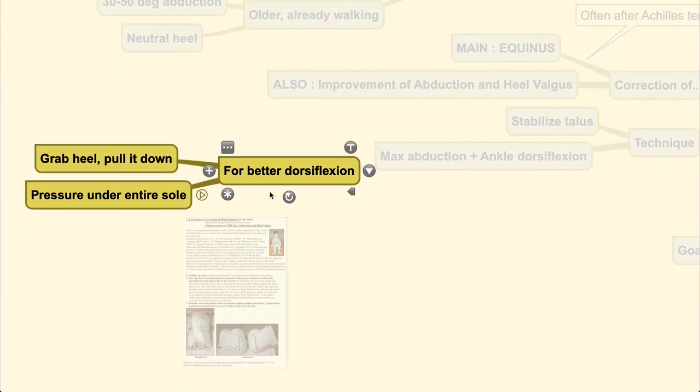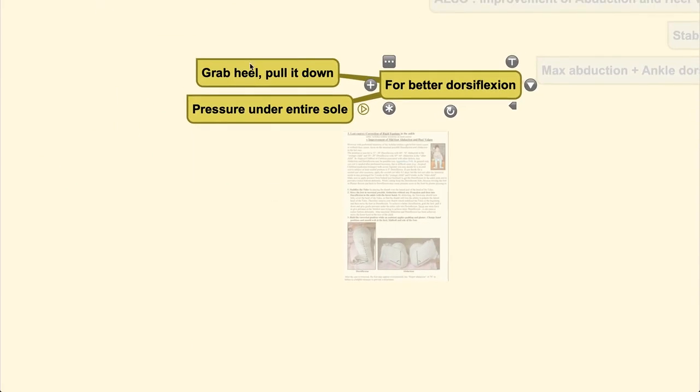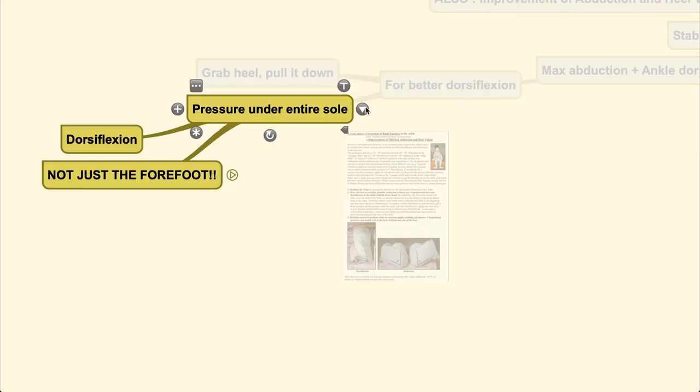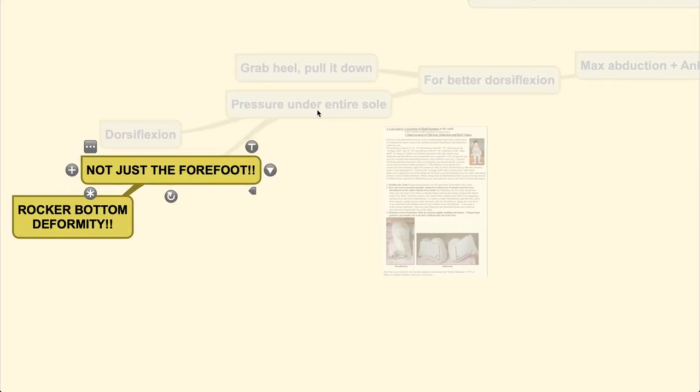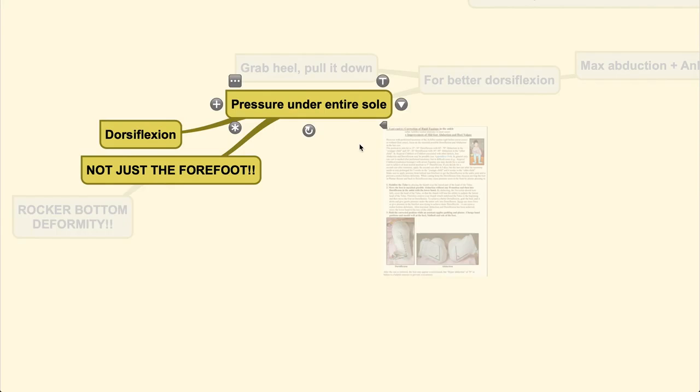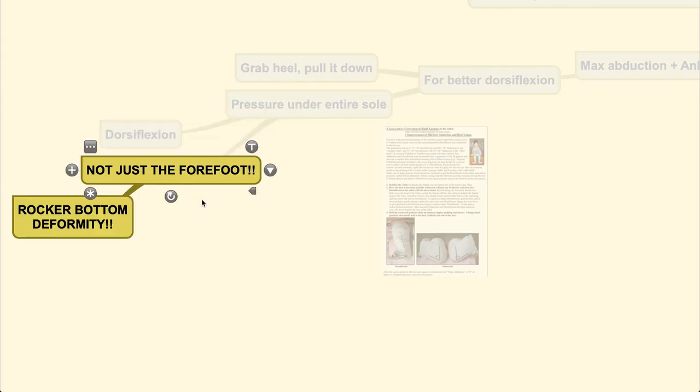To achieve better dorsiflexion while you cast, you need to grab the heel, or the calcaneus in this case, and try to put it down, while at the same time applying pressure under the entire sole. Once again, you need to apply pressure equally under the entire sole to achieve dorsiflexion, and not just under the forefoot, because when you apply a dorsiflexion force under the forefoot, you will create a rocker bottom deformity, and this deformity is very difficult to treat. It is an erroneous deformity, and this should not happen if you have read the procedure and done it carefully.